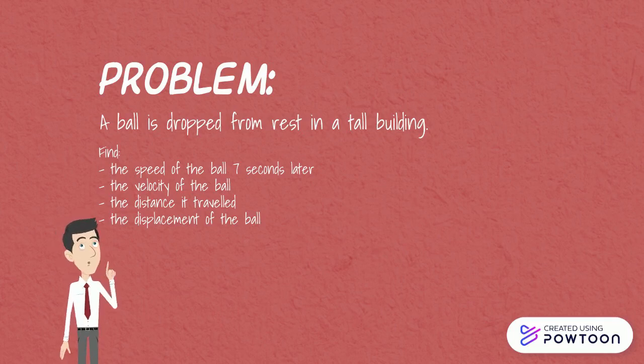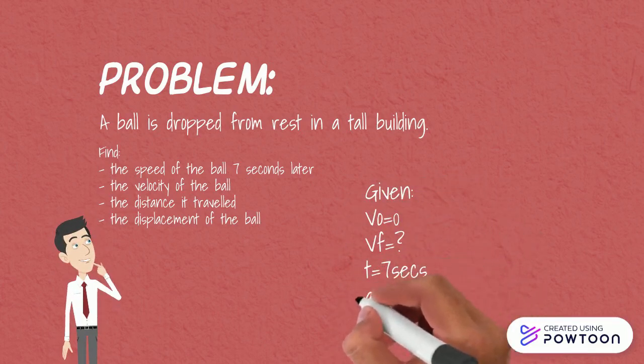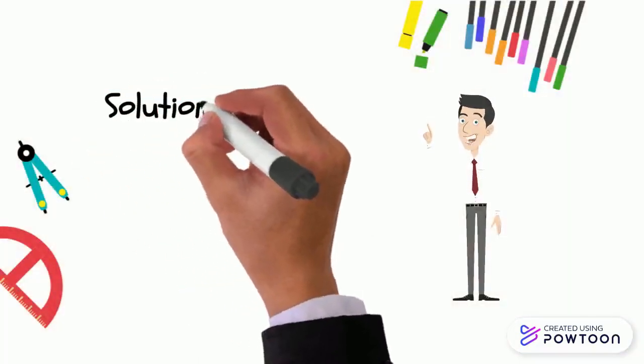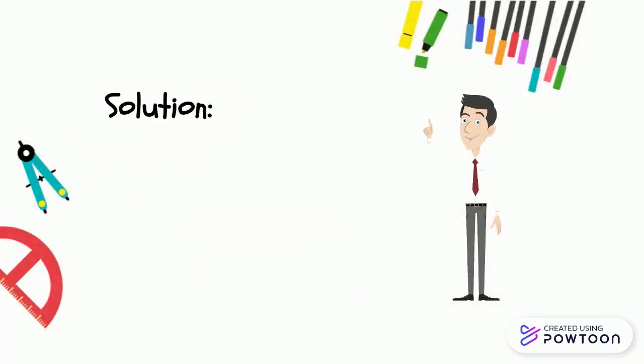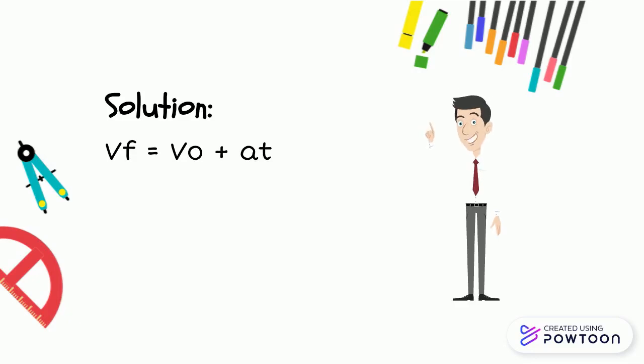First thing to do is to write down the givens of the problem. Once you're done, let's move on to the solving part. The first one that we're going to find is the speed and velocity. The formula for that is final velocity equals initial velocity plus acceleration times time.